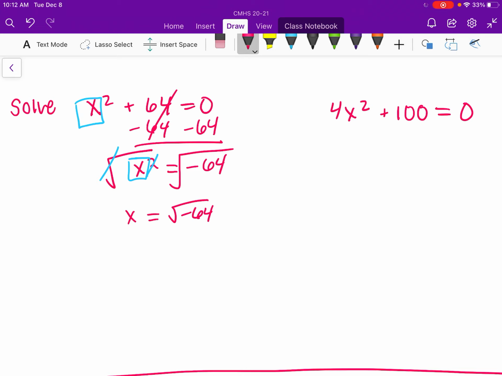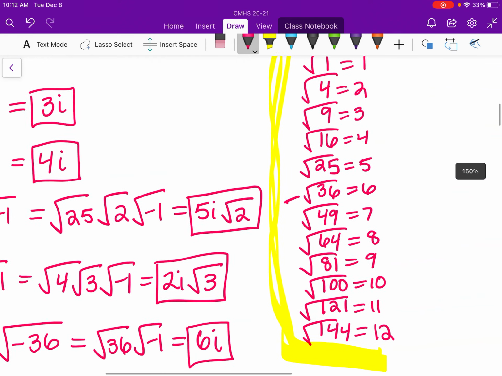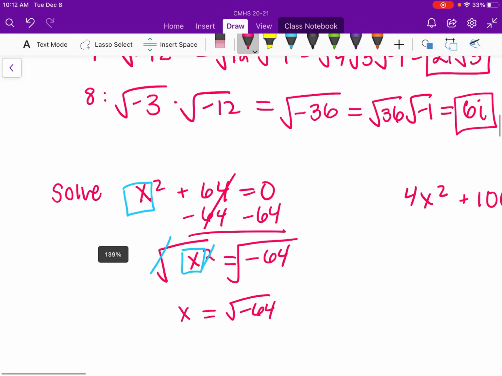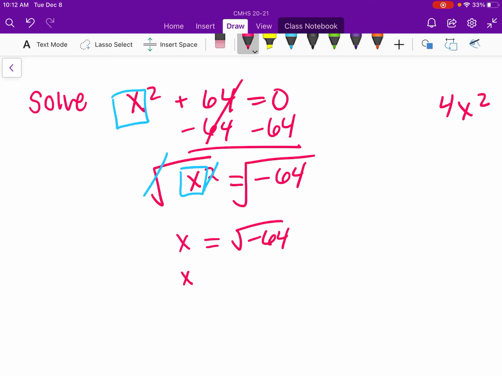Oh no! We have a square root of a negative. We would say no solution before, but we can solve this. Let's look back up at our chart. Is 64 over here? It is. It's right here in green. So it's going to come out as 8. So x equals 8i. And because we have a 64, we can have a positive 8 or a negative 8, because 2 positive 8s make 64 and 2 negative 8s make 64. So that's what that means right there. It means positive or negative.